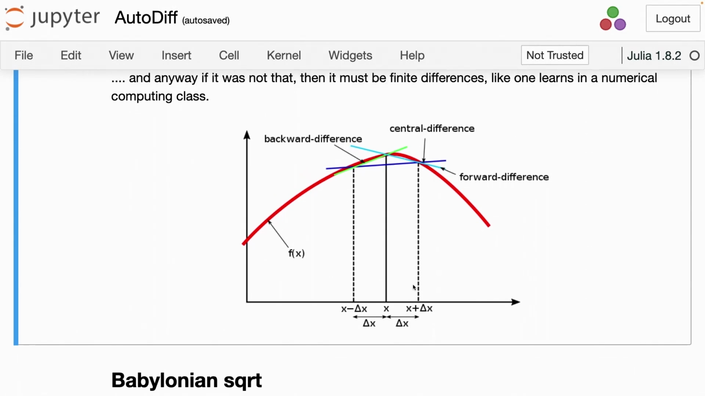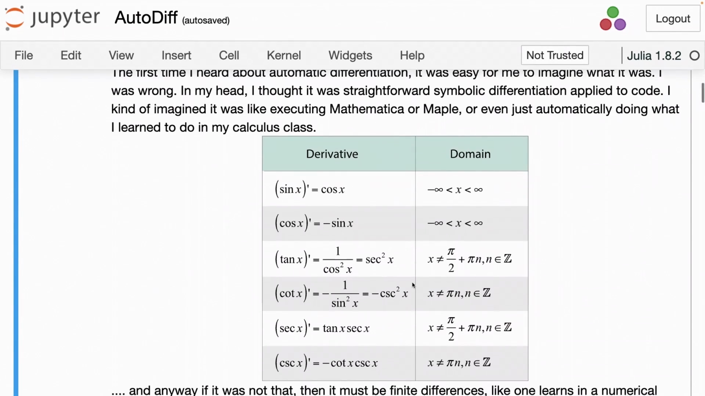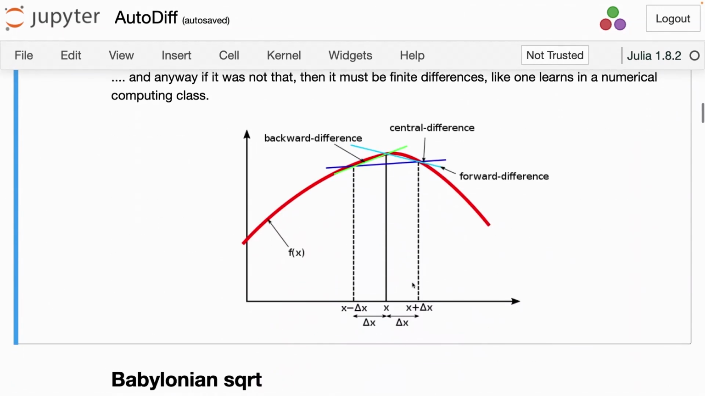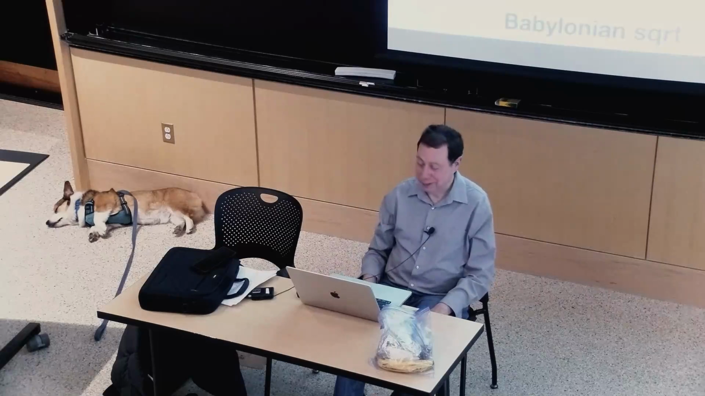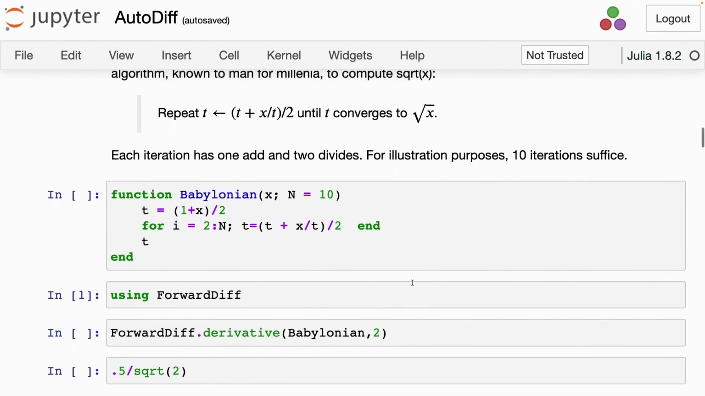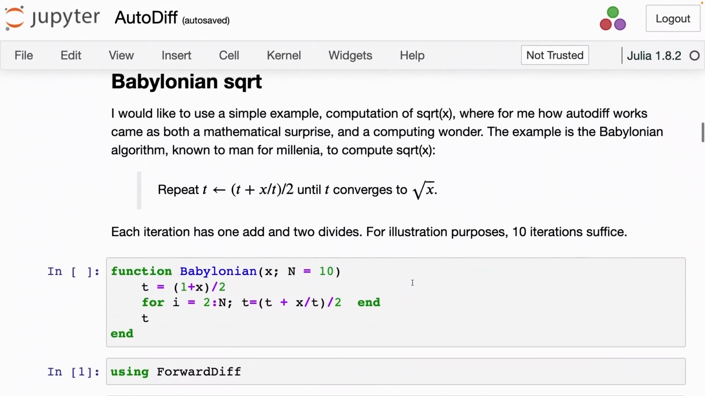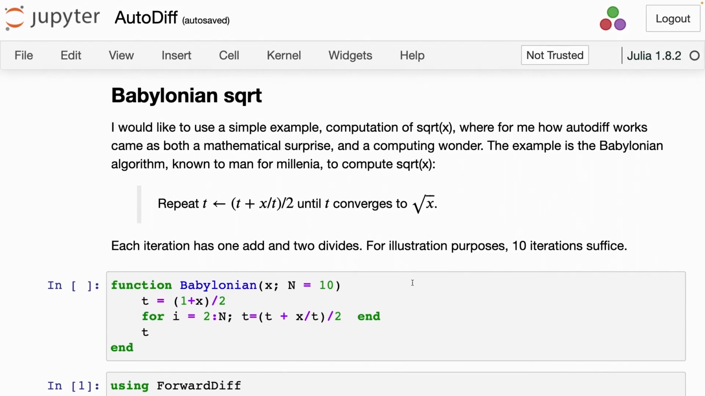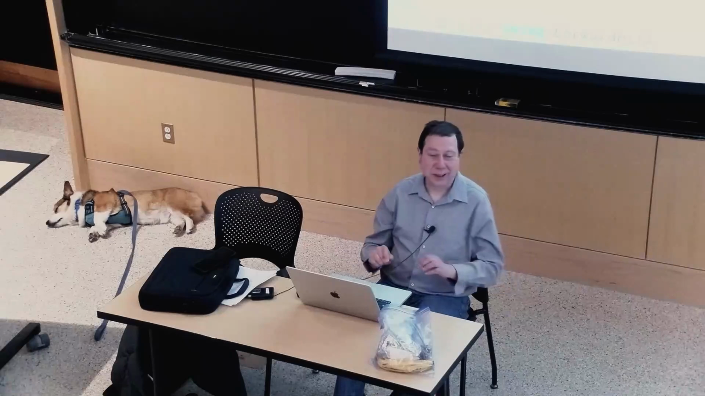But the key thing that's interesting is that automatic differentiation is not this, and it's not that. So what could it be? The way I like to show people what it is, is to start with a simple example of it in action. At first, it's going to look like magic. Nothing up my sleeve, and then I will explain how it worked.